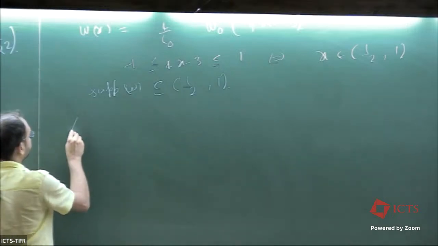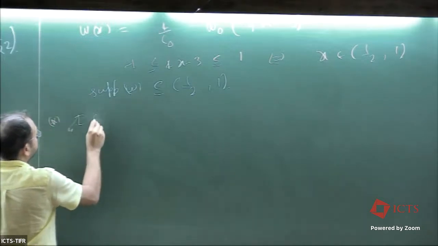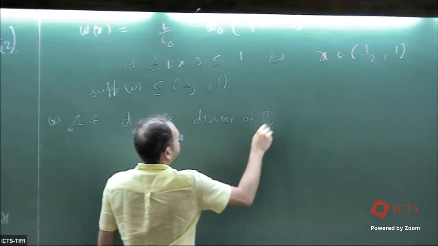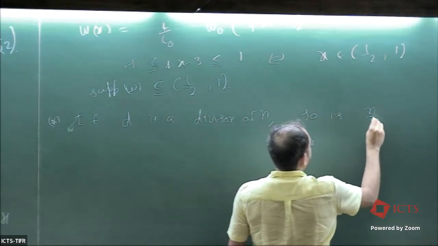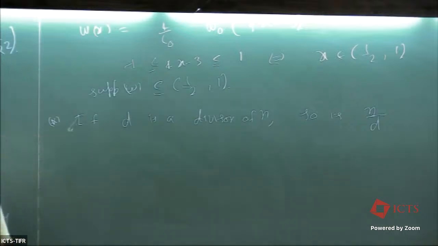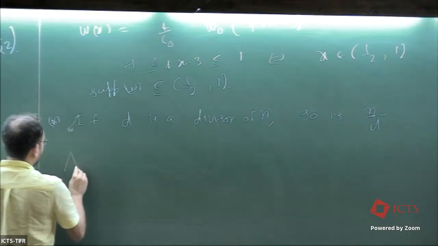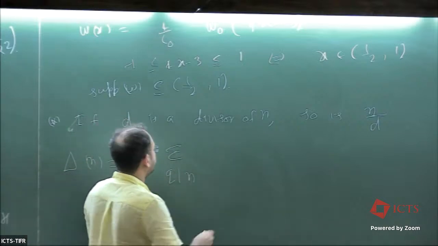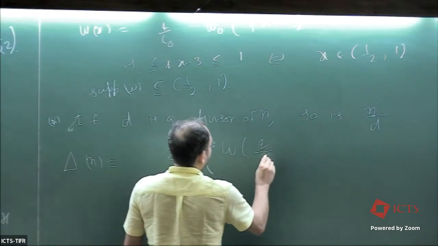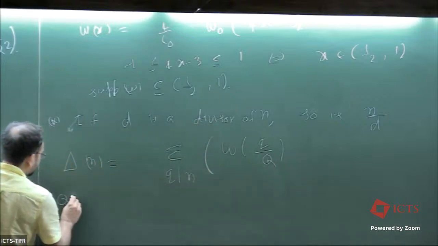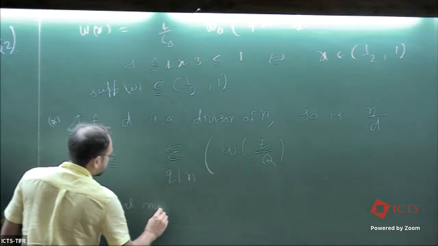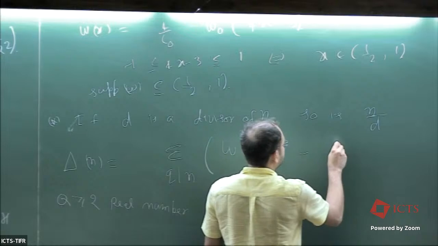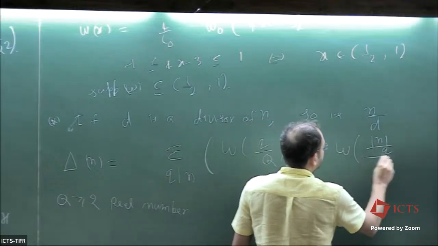Okay, we define delta of n. We will use another property: if d is a divisor of n, then so is n by d. So d divides n if and only if n by d also divides n. We define the symbol delta of n to be the summation over q dividing n of w of q by Q. We fix some real number Q, which is bigger than or equal to 2, a fixed real number. With respect to that capital Q, we define capital delta of n as w of q by Q minus w of modulus of n by q by Q.